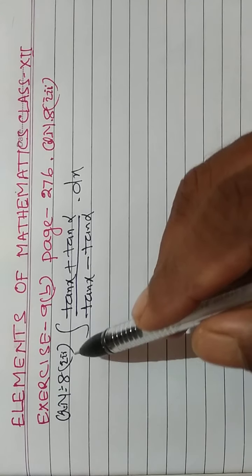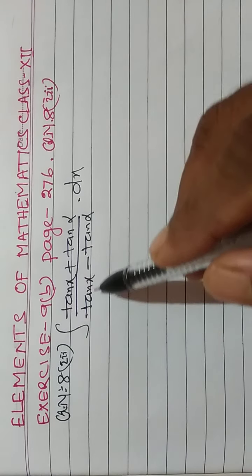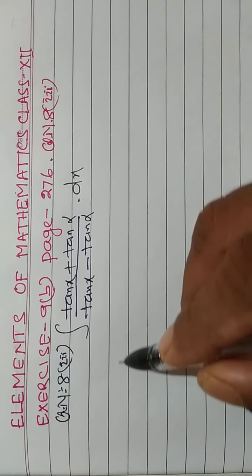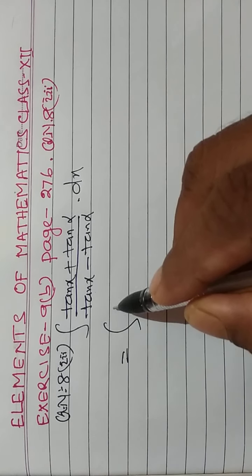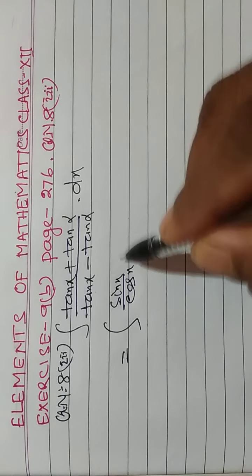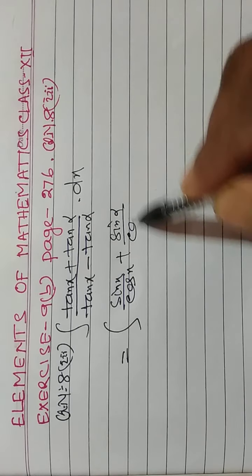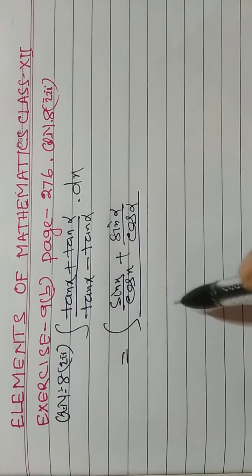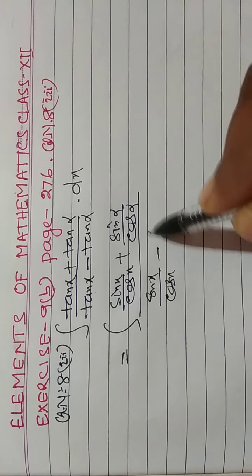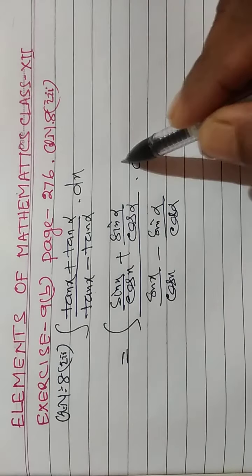Question number 8, third bit. Integration of (tan x + tan alpha) by (tan x − tan alpha) dx, and that is equal to integration of, here tan x is equal to sin x by cos x plus, that is tan alpha is equal to sin alpha by cos alpha, by sin x by cos x minus sin alpha by cos alpha, into dx.